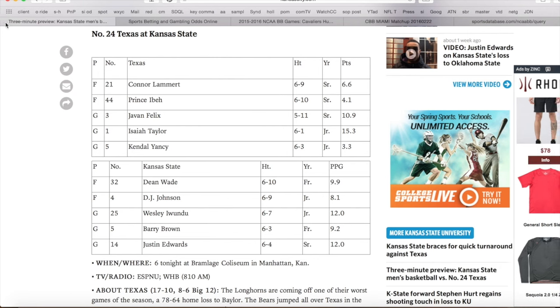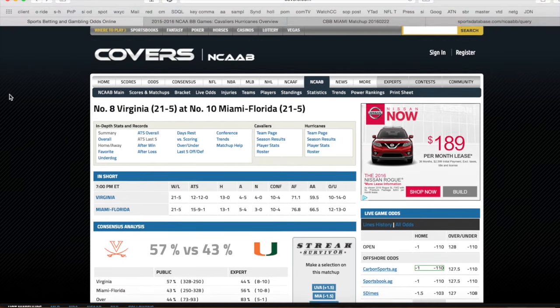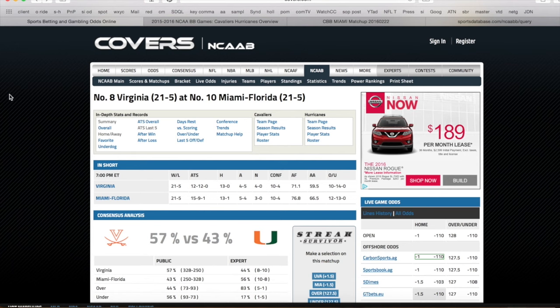Now, how about databases? One of my favorites is covers.com. And yes, Covers is, I guess, technically a competitor of mine, although admittedly we don't have a database on our site that can compete with Covers. One of the things I like best about Covers is their splits.